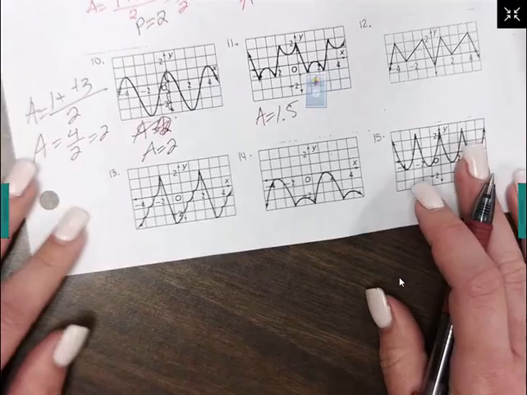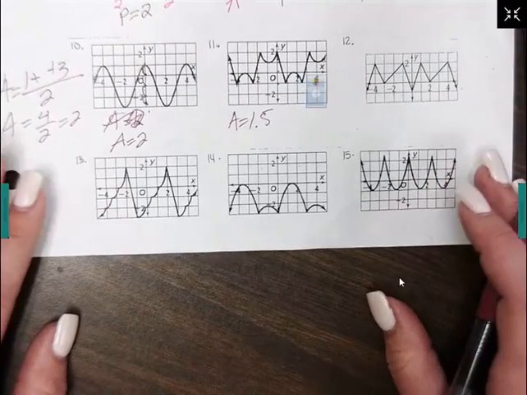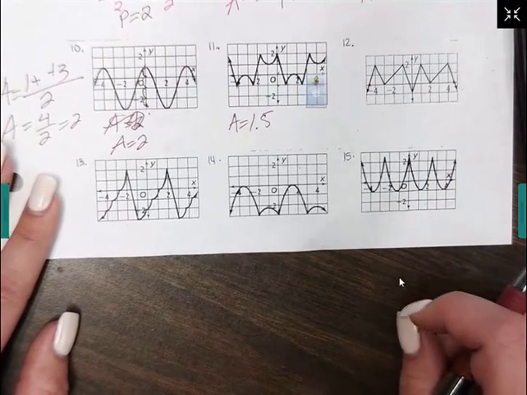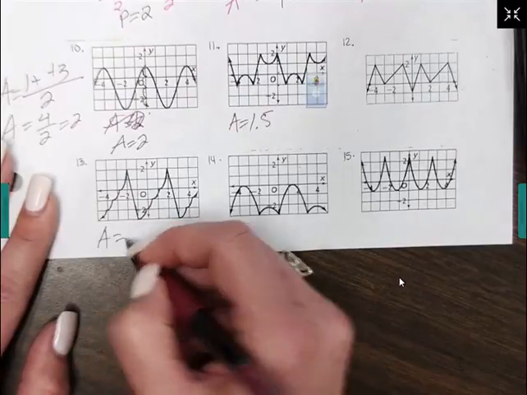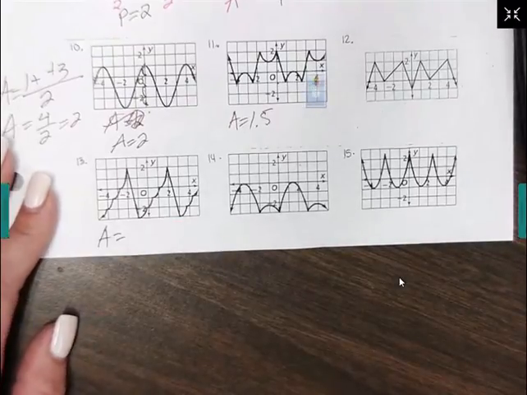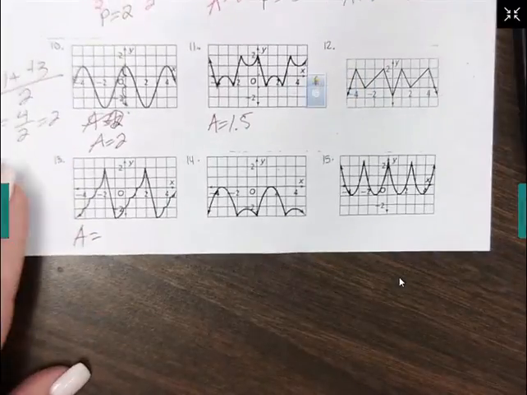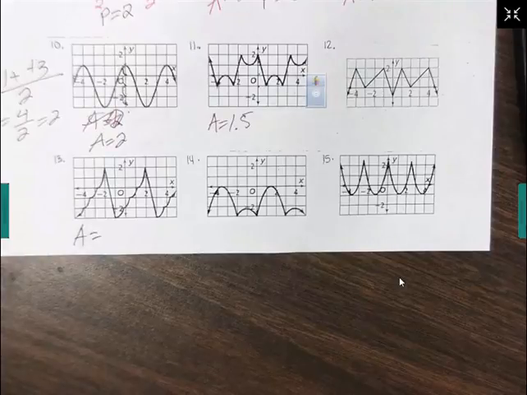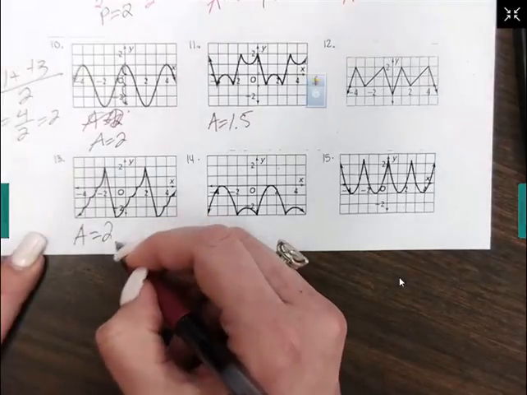Okay, if you look at number 13, could you draw a card, please? David, on number 13, what is the amplitude? 2.5? Okay, how did you get 2.5? Okay, and from the top to the bottom, there's a difference of 5, and then you took half of that. Did everybody else get an amplitude of 2.5?